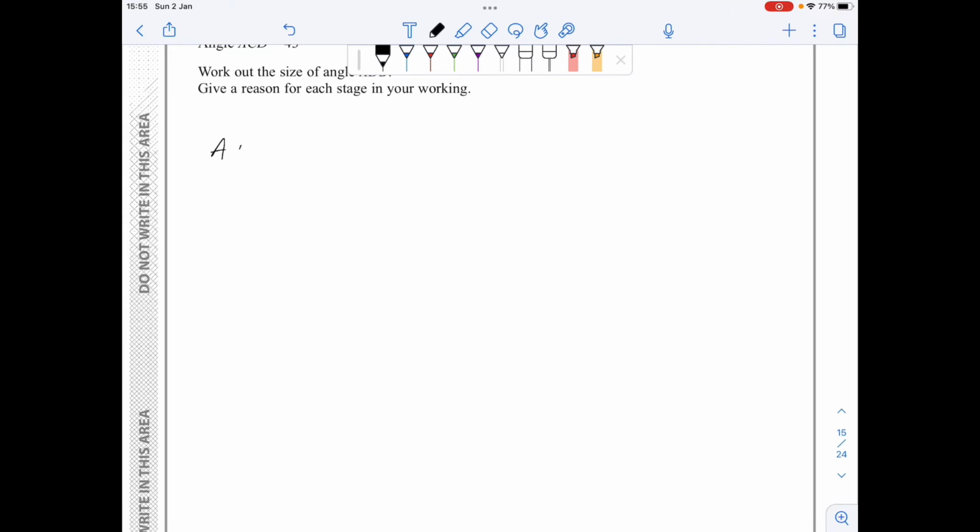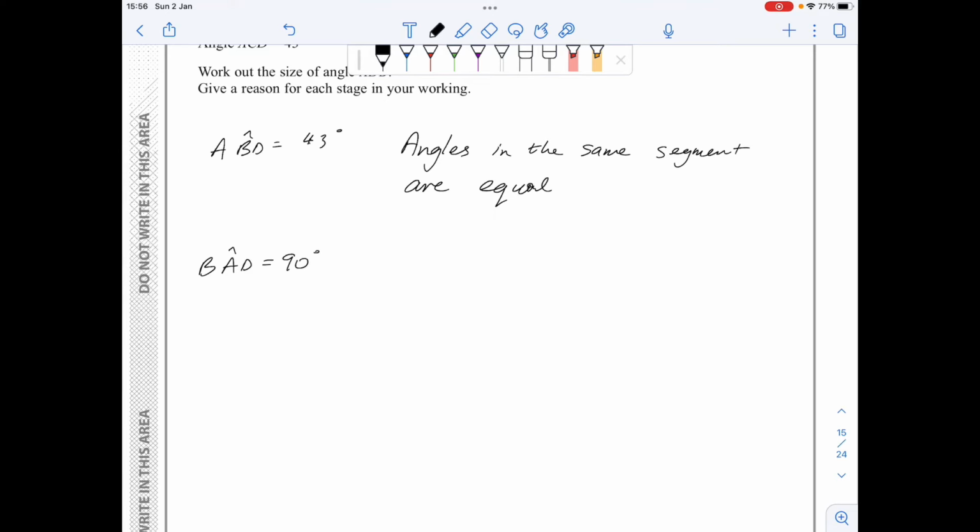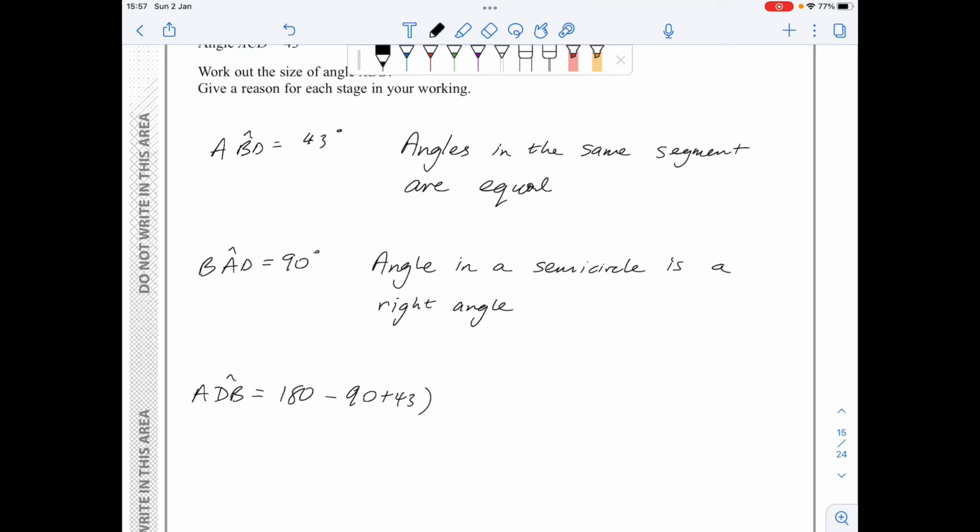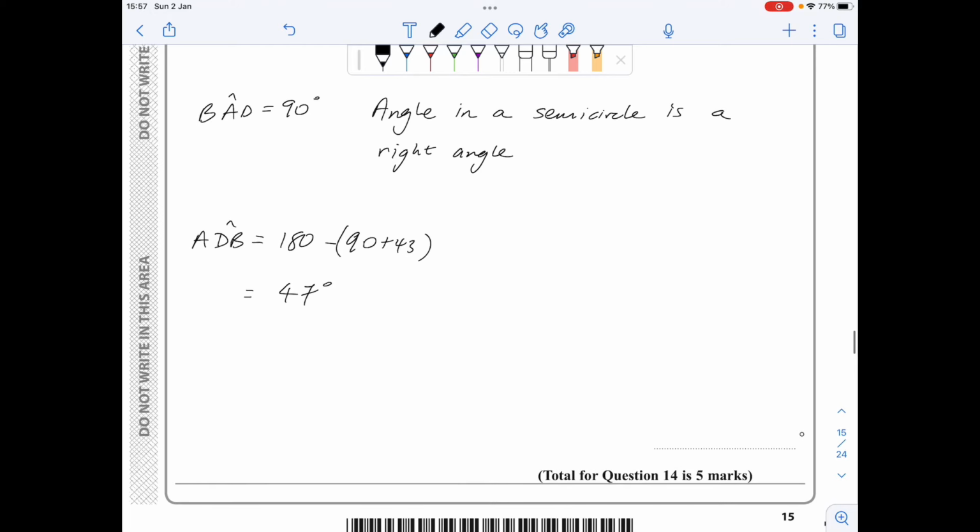So ABD is equal to 43 degrees. Angles in the same segment are equal. Then angle BAD is equal to 90 degrees because angle in a semicircle is a right angle. And finally, ADB is equal to 180 minus 90 and 43. And this comes out to be 47. And the reason is that angles in a triangle add up to 180.